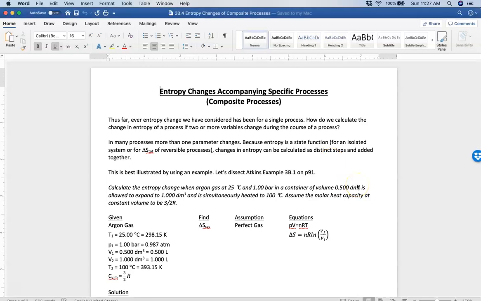Hi everyone, this will be the fourth and final video lecture on Focus 3b, which involves the entropy changes accompanying specific processes. In this particular video, we're going to be looking at composite processes. So what happens when two variables are changed at once?